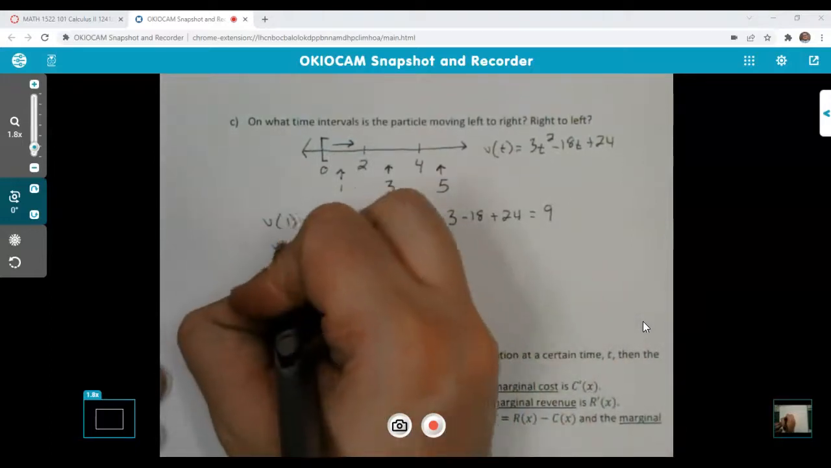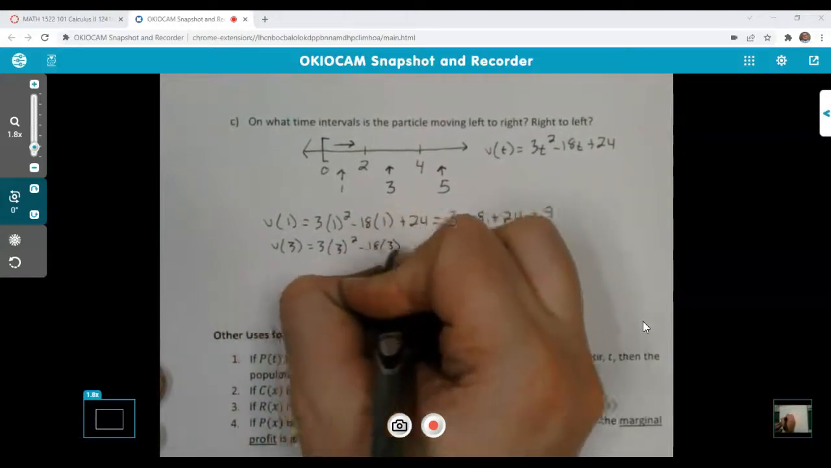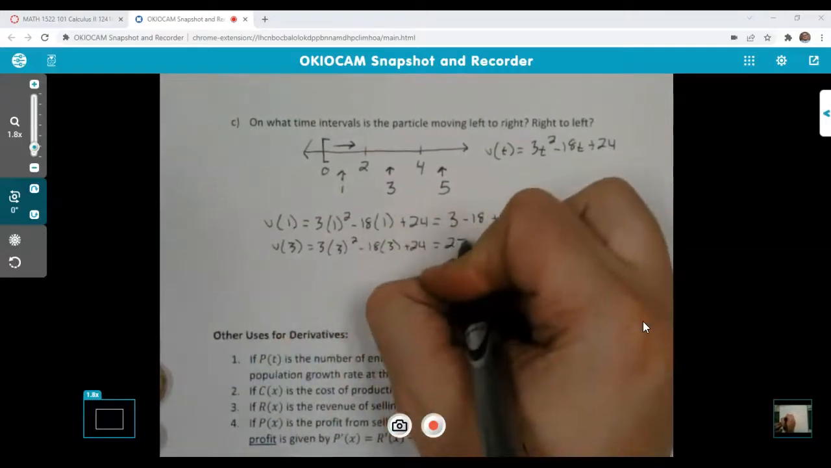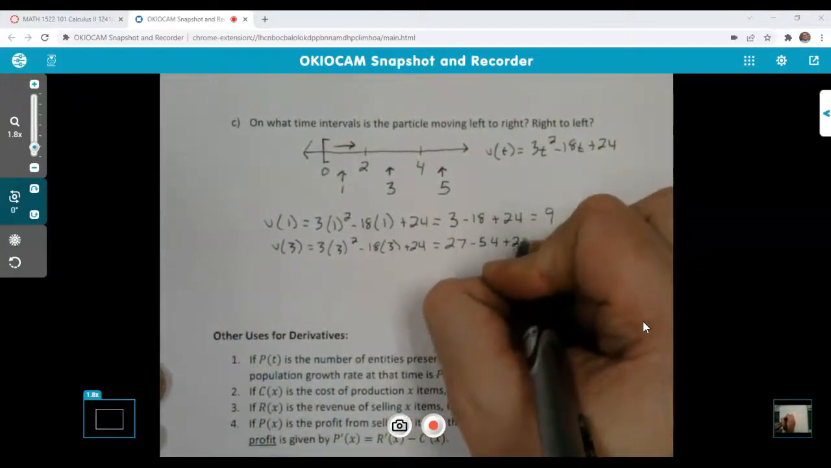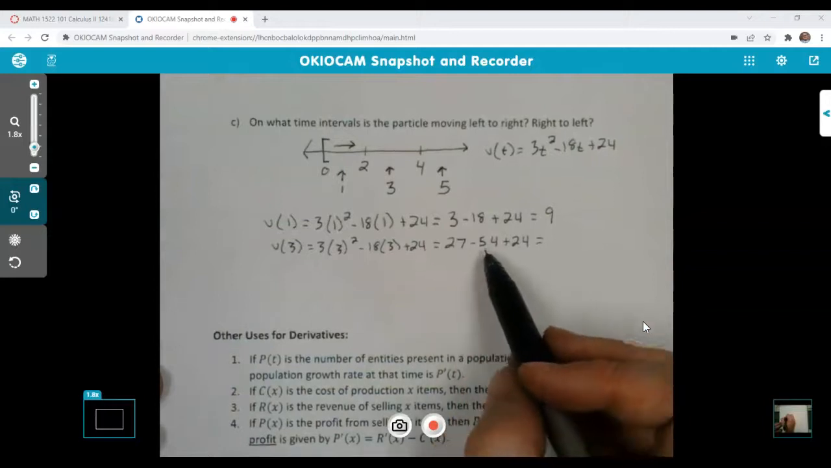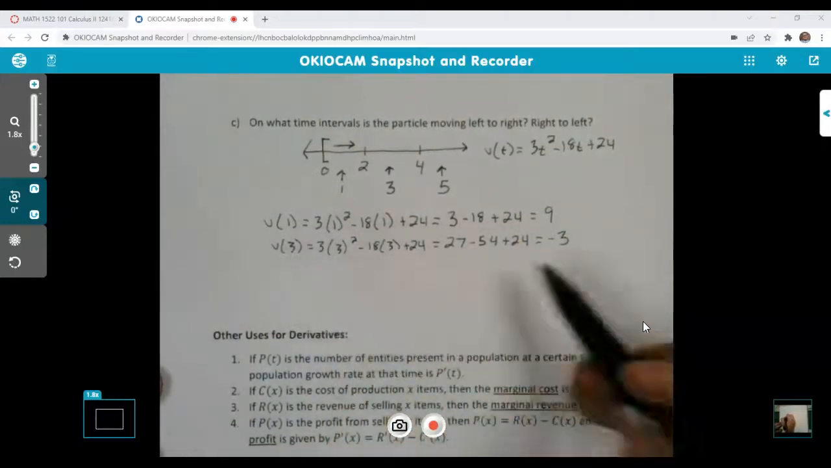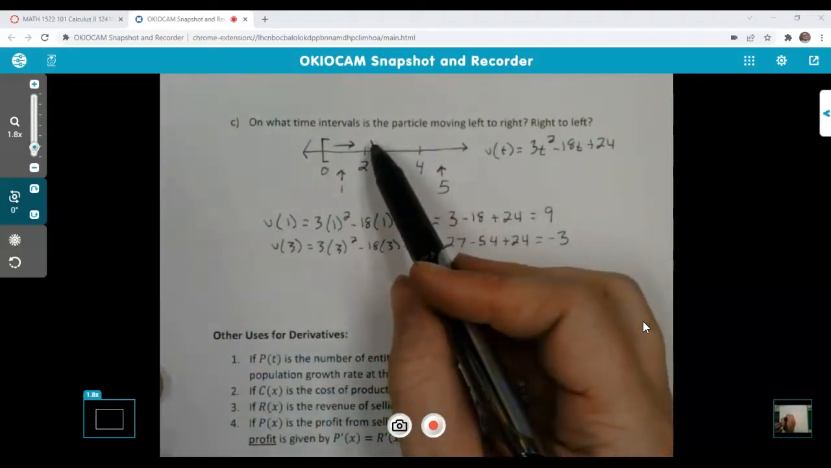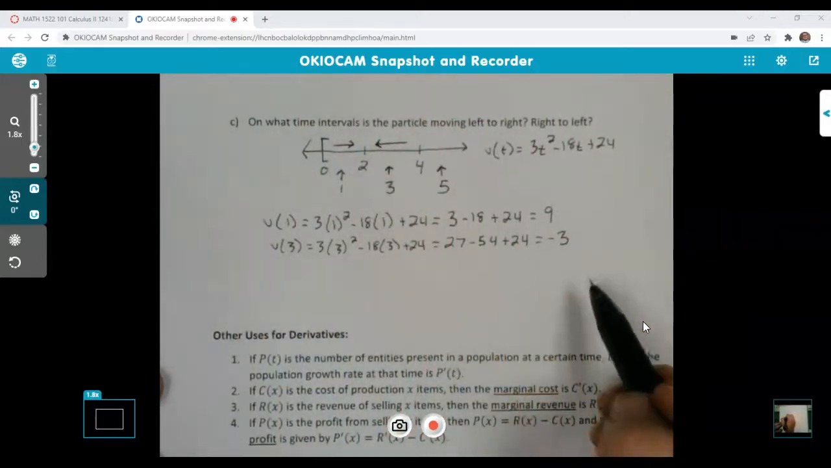Let's see what happens at 3. V of 3 is 3 times 3 squared minus 18 times 3 plus 24. 3 squared is 9, times 3 is 27. Negative 18 times 3 is negative 54, plus 24. 27 minus 54 is negative 27, plus 24 is negative 3. So since v of 3 is equal to negative 3, at 3 I'm moving backwards. So I'm moving from right to left because it's negative.